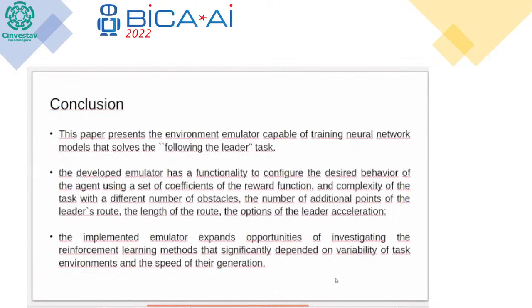So in conclusion, we present the environment that emulates the task of following the leader and allows us to train reinforcement learning models. The developed emulator has some configurations to vary, so it can allow us to change the reward function with different coefficients. We can change the number of obstacles, so we can change the number of points in the route and so on. And the implemented emulator expands opportunities of investigating reinforcement learning methods in the following the leader task.